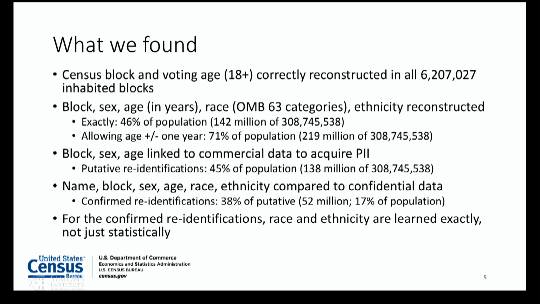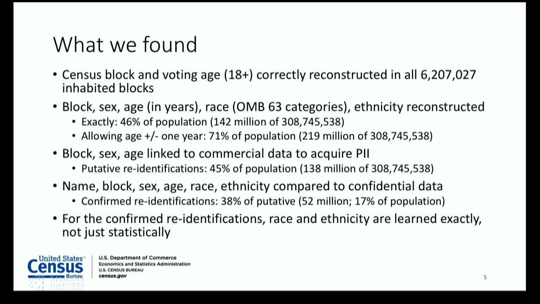All right, what did we find? Well, the first thing is because of the way the publication tables were constructed, there's never any error in the block ID. There's exactly the right number of records in every single one of those 6.2 million blocks, and there's never any error in whether that record is associated with a person who is not of voting age or a person who was age 18 years or older. So those are reconstructed exactly.